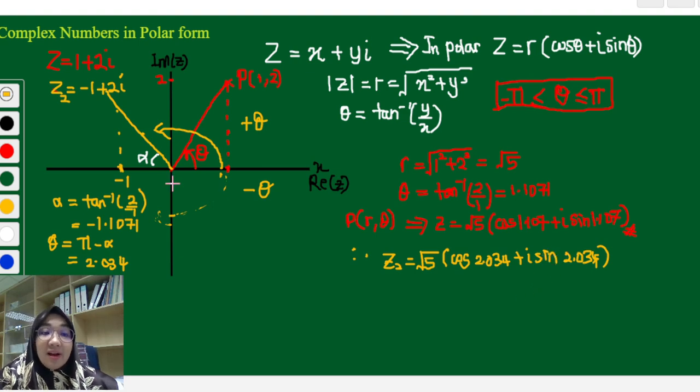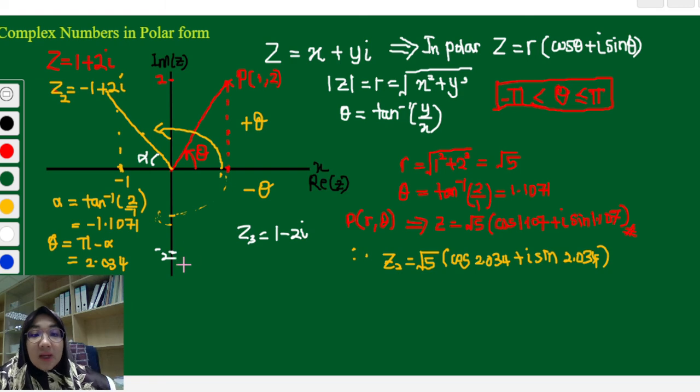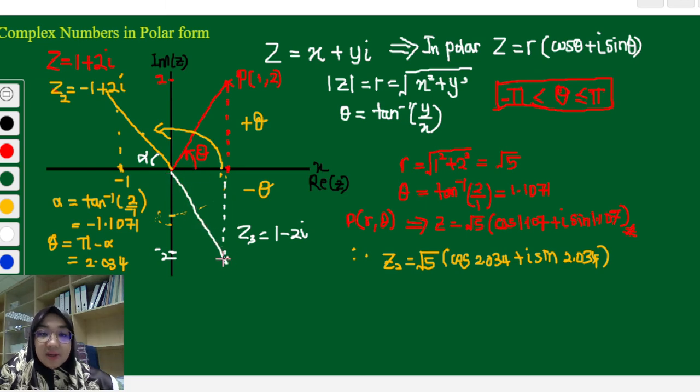Okay, let's try another example. Katakanlah saya tukar pula jadi Z3 is equal to 1 minus 2i. So imaginary part dia ada opposite direction. So 1 minus 2i. So 2 here lah, somewhere here, negative 2. And then real part pun sama, masih lagi 1. So you have the vector here. Alright? Okay, seterusnya you nak cari apa?